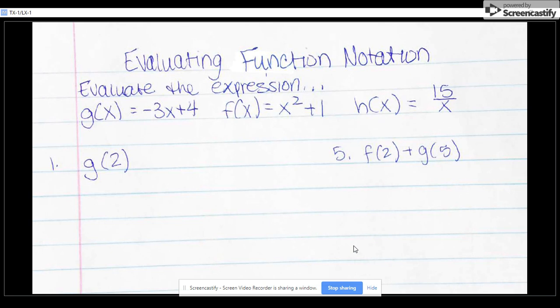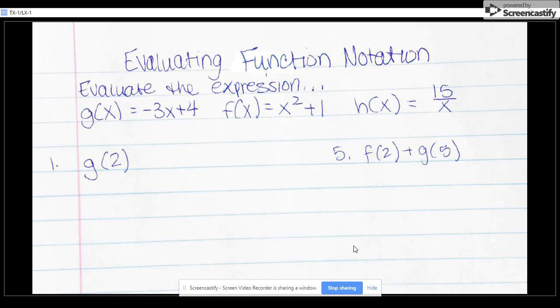Hi everyone. Today we're going to be talking about evaluating function notation. So this is a typical type of situation in which you're going to see when you're evaluating function notation. So it looks a little scary, but you have actually done this before. It is just like evaluating expressions. We're just doing it in a little different way of presenting it.